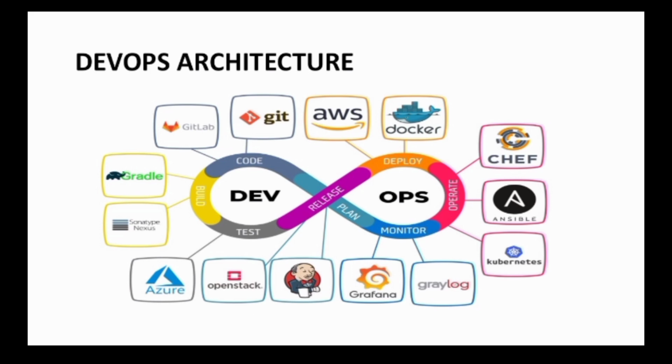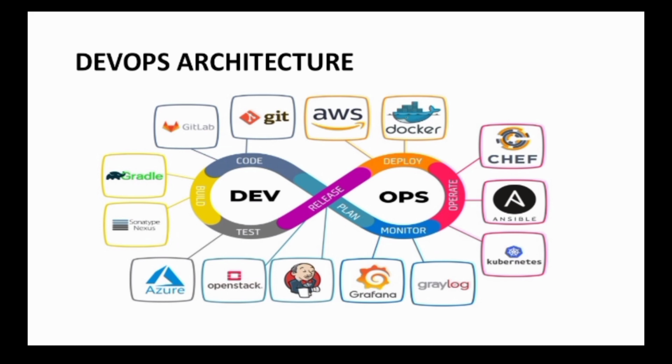DevOps is often conceptualized as a set of practices that span various phases in the software development and delivery life cycle. While the specific phases may vary depending on the methodology or framework used, a common representation includes the following key phases. DevOps architecture encompasses the tools, processes, and practices that facilitate collaboration and automation across the software development and IT operations lifecycle, while specific architecture can vary based on organizational needs and technology stacks.